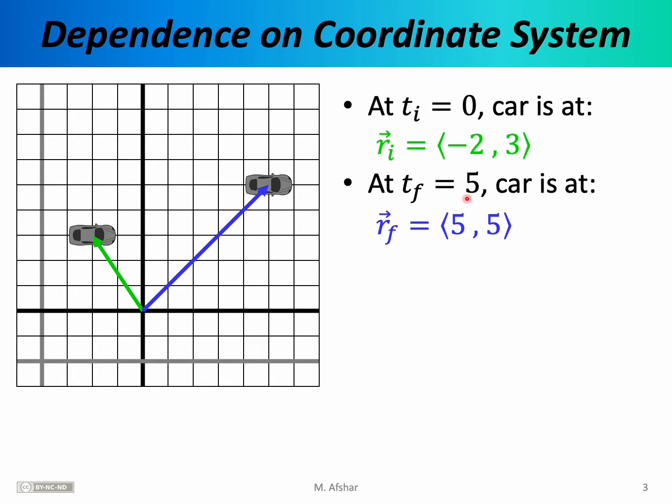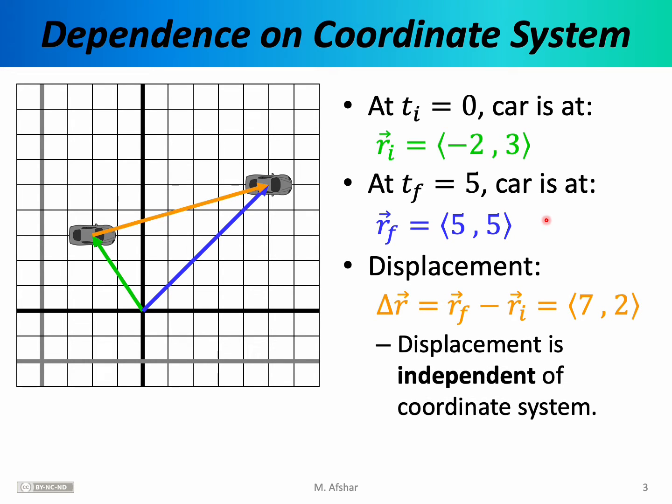5 seconds later, the final position of the same car is now 5, 5. You can see that because of the change in coordinate system, the initial and the final positions of the vehicle have now changed. At least numerically, the vectors that we assign to those positions have changed. However, the displacement vector has not changed, and this might be a little bit surprising.